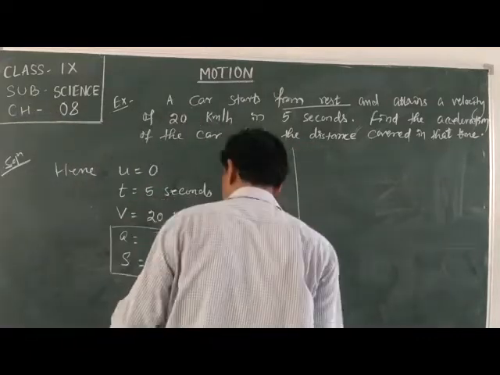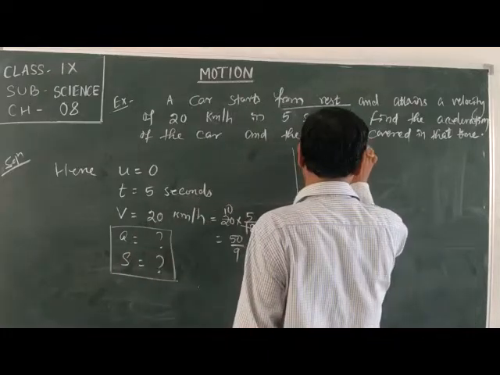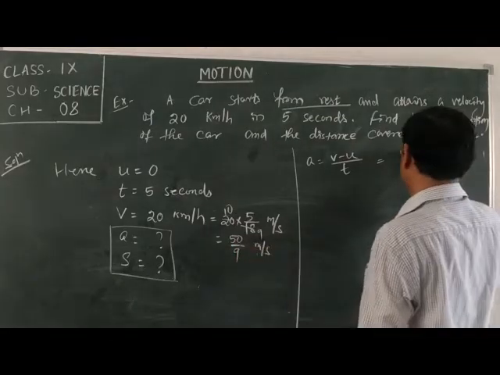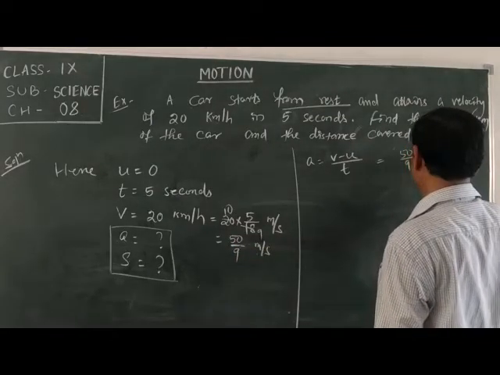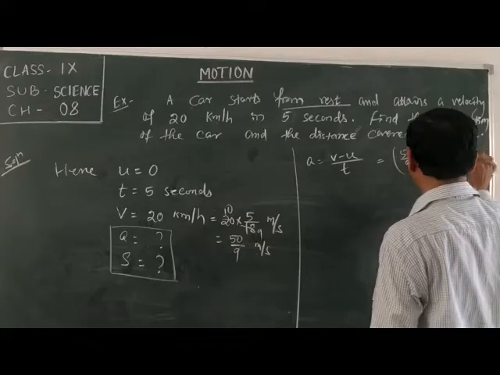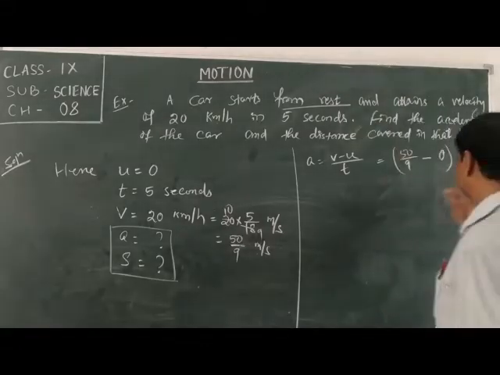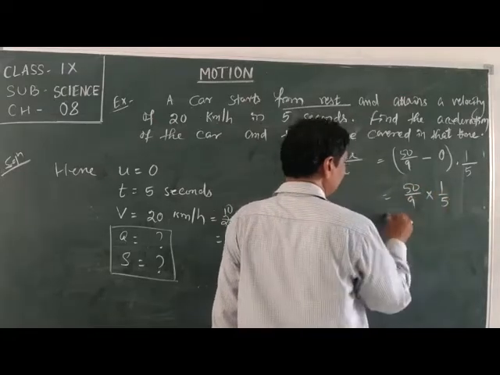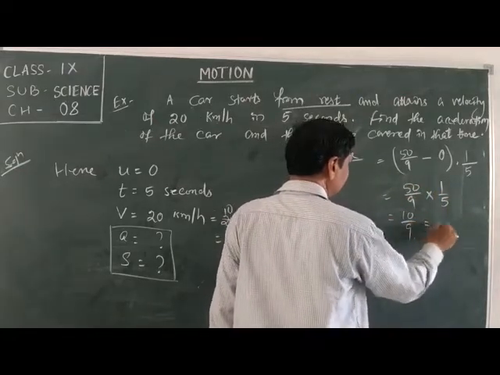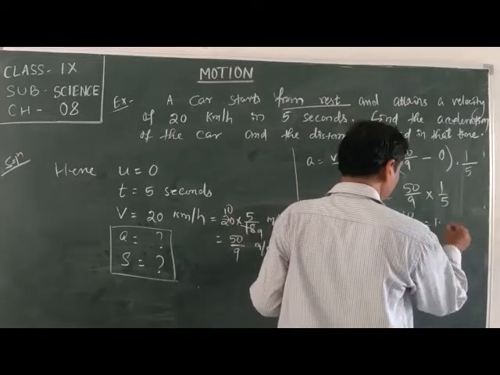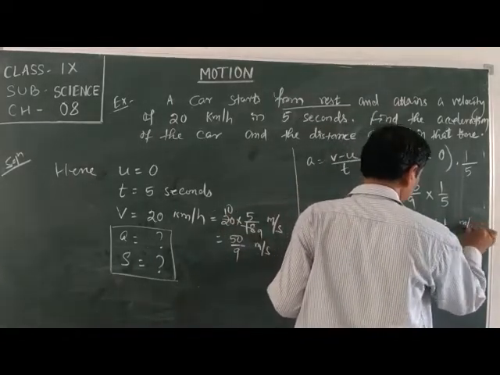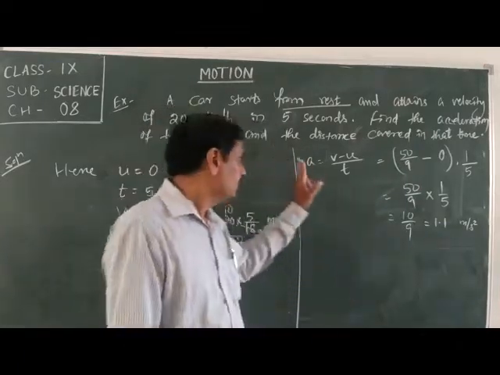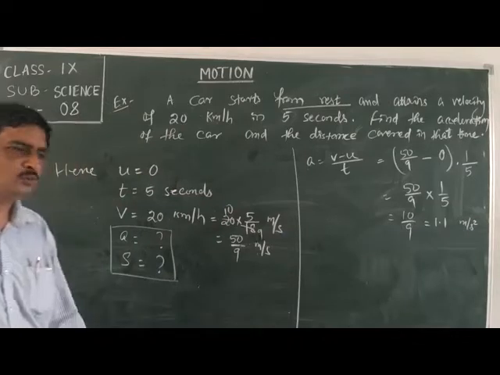Now we can find acceleration. a is equal to (v minus u) by t. This is equal to v is 50 by 9 minus u is 0, whole divided by time, that is 5. This 50 by 9 into 1 by 5 is 10 by 9. This is equal to 1.1 meter per second square approximately. Here acceleration is obtained as 1.1 meter per second square.